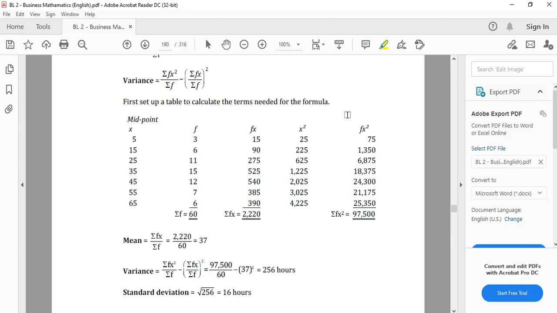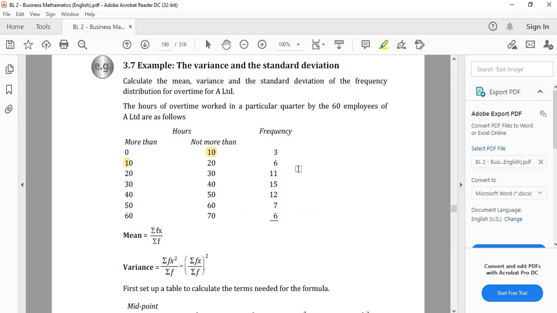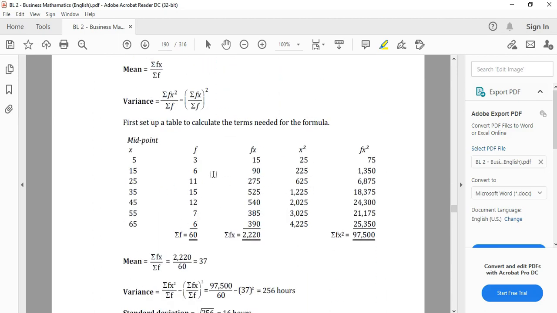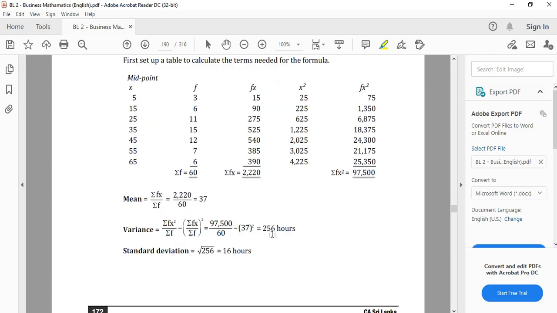So this type of table you should be able to create when you do your grouped frequencies, as I previously showed you. See, they found the variance, then they took the square root simply. It's super easy.